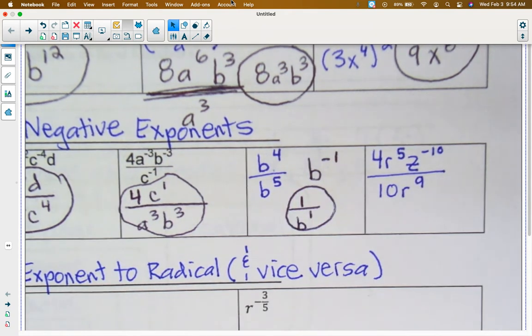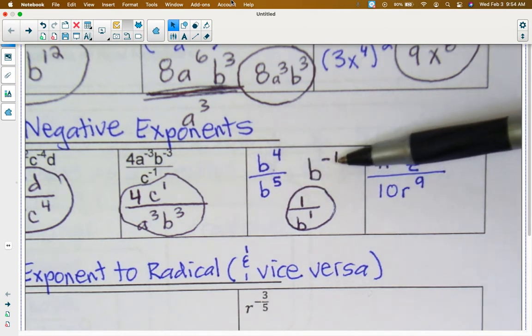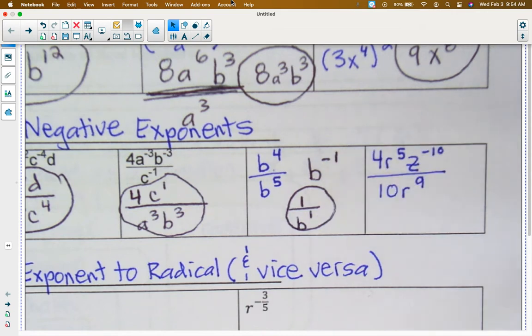So I use 2 rules, which is fine. For a lot of these problems, you might have to use 2 rules or 3 rules in combination. There's nothing wrong with that. So this is 4 minus 5. That gave me b to the negative first power. And then that was in the numerator, so I flipped it to the denominator.